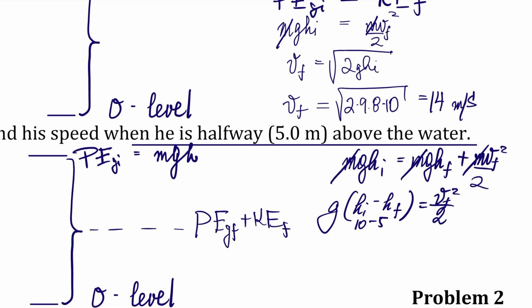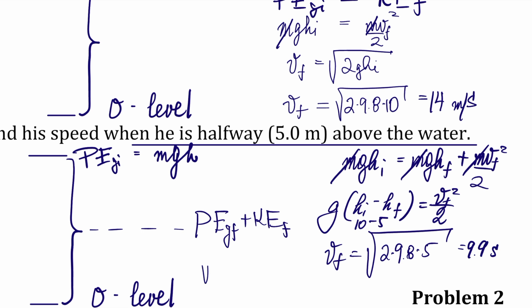So then V final is going to be the root of 2 times g, which is 9.8, times 5. So it's going to be a little less than that. Not half though. That's the interesting part. It's going to be 9.9 meters per second. So if you have a root of 2 kinetic energies over mass, this is now half of it. So you basically are dividing by a root of 2. Let me check. 14 divided by a root of 2. What do you know? 9.9.